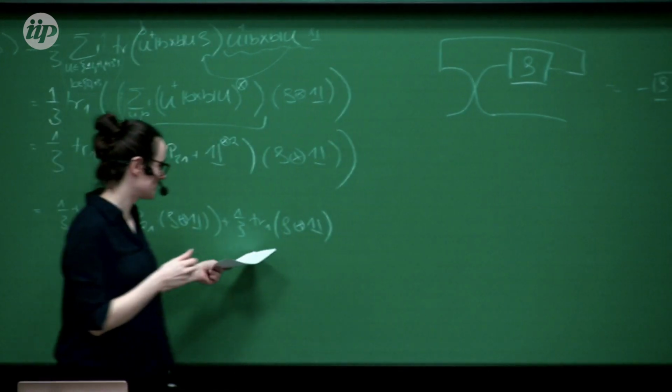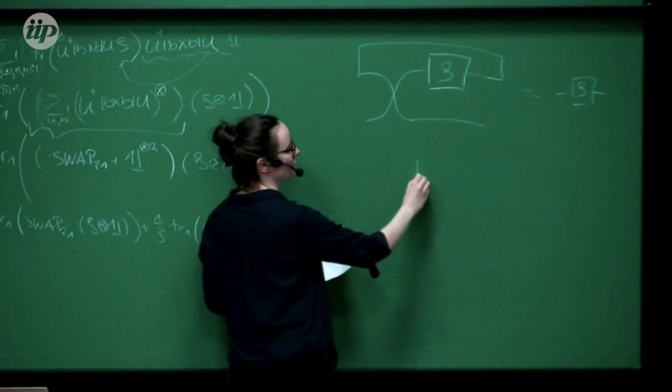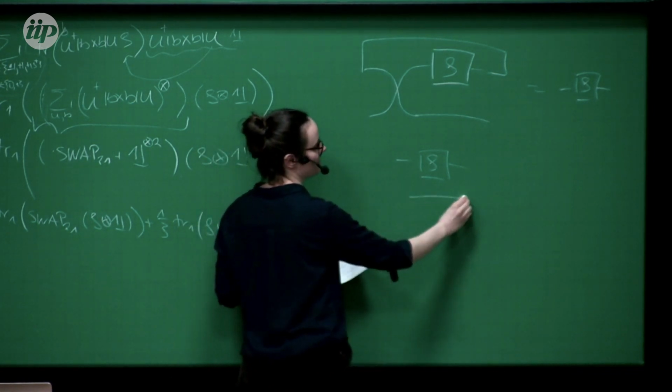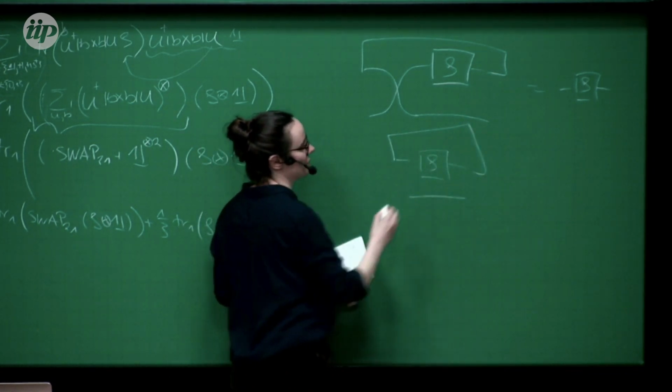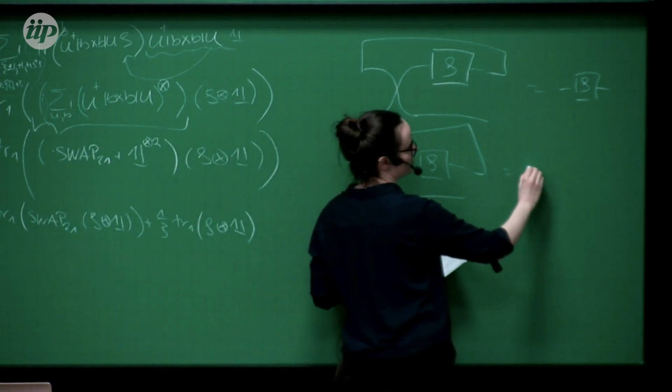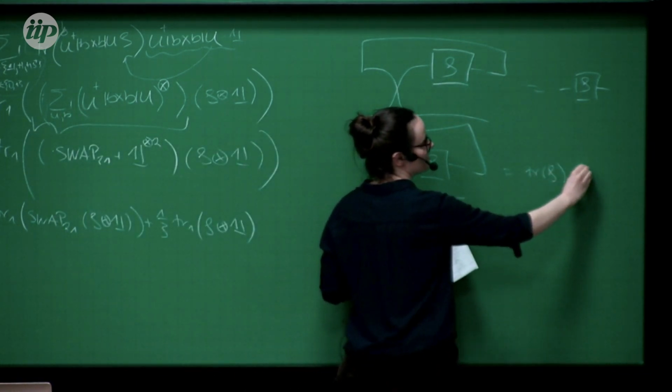And the second term should now be very easy to solve for us. We have rho tensor identity. And then we take the trace over the first subspace. So this is just the trace of rho times identity.